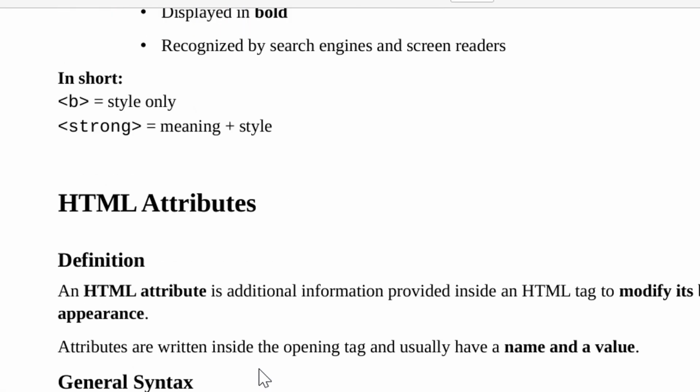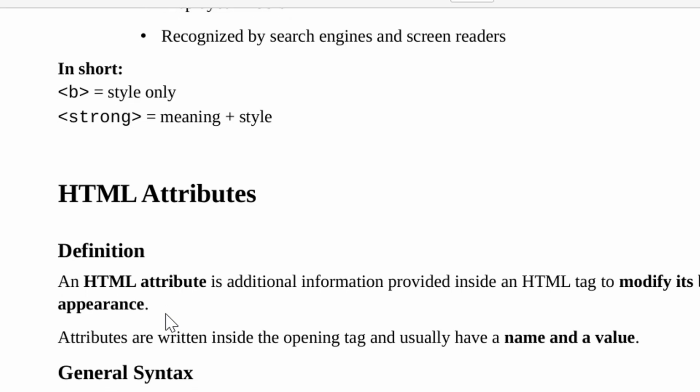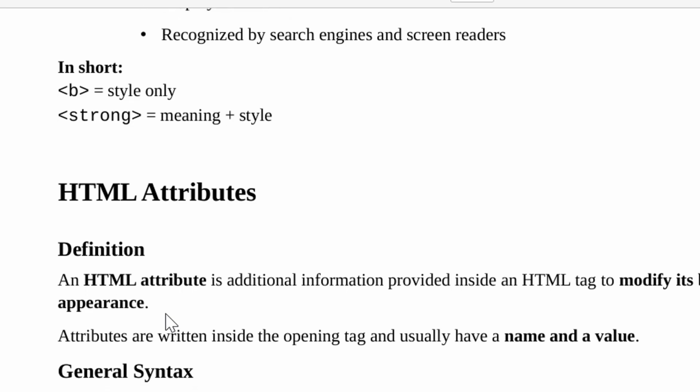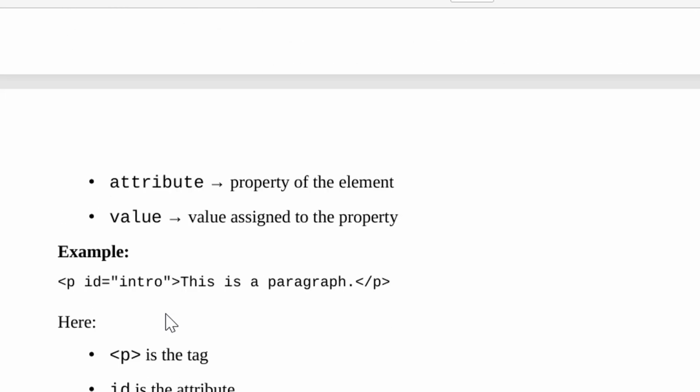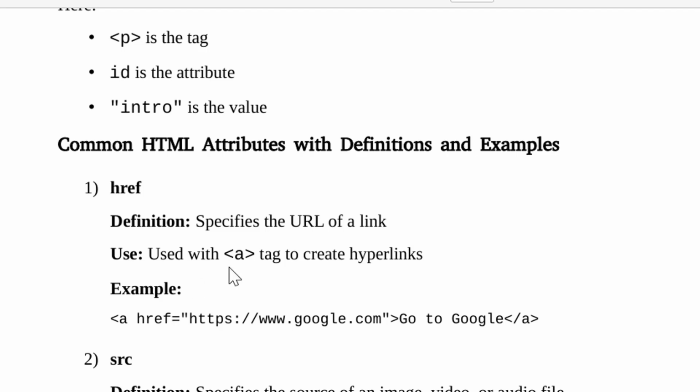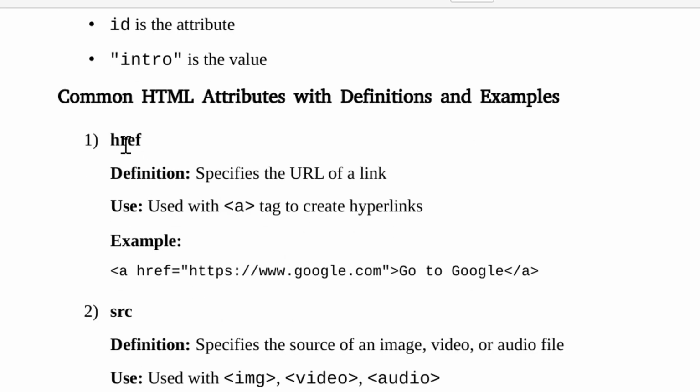Now the next title is HTML attributes. Generally attributes are written in opening tags. Never forget that. The aim of an HTML attribute is just to provide additional information to a tag. For example, there's one attribute we call href, and href generally is used with the A tag. Why are we using it with the A tag? Because the A tag is used to create a link.